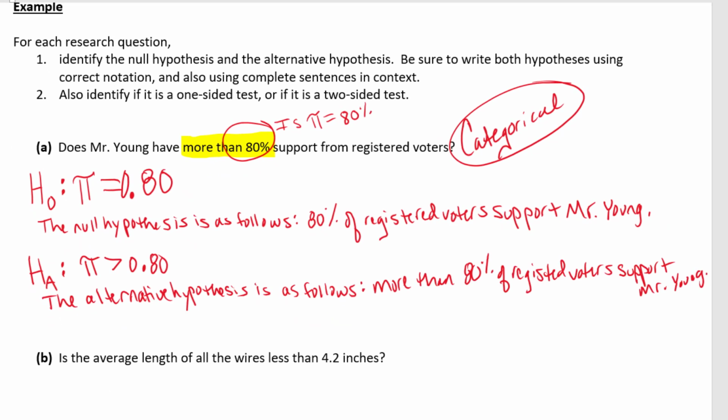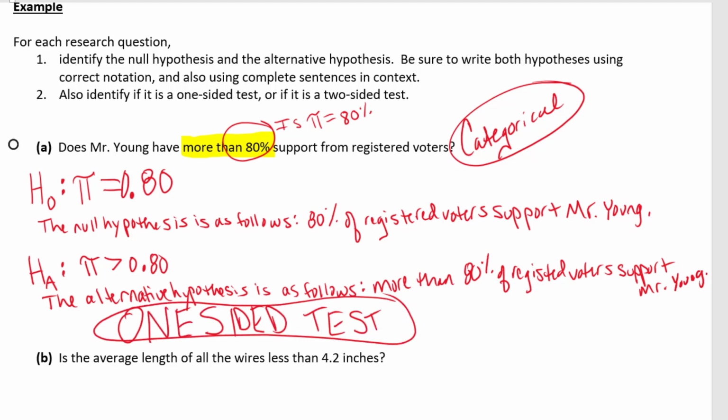Lastly, we're asked to identify if this is a one-sided test or a two-sided test, and this is a one-sided test. If you are having an alternative hypothesis with a less than symbol or an alternative hypothesis with a greater than symbol, that's a one-sided test. The only time you'll have a two-sided test is if you're using that not equal to sign, which is not the case here.